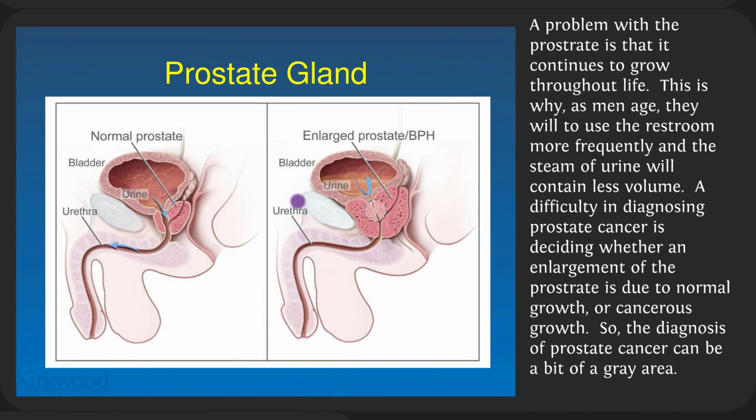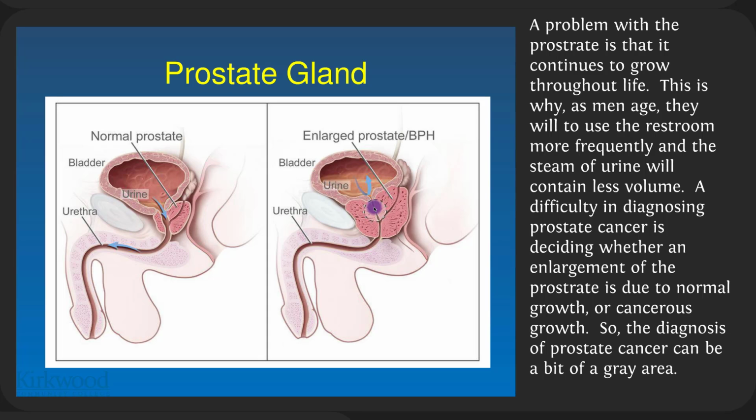A problem with the prostate is that it continues to grow throughout life. So normal, and here's enlarged. That's why as men age, they'll have to use the restroom more frequently as the prostate pushes up into the bladder and makes the bladder smaller. And also the urine stream will honestly be lessened too, because the prostate will push in and constrict on the urethra. A difficulty in diagnosing prostate cancer is deciding whether an enlargement of the prostate is due to this normal growth or is it cancerous growth.